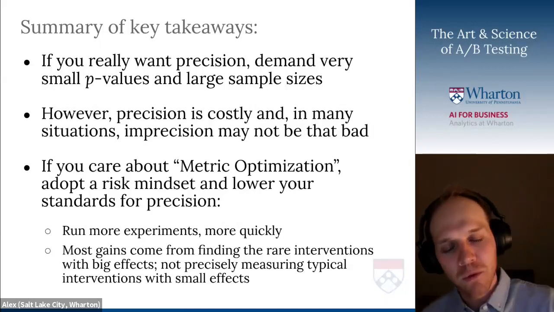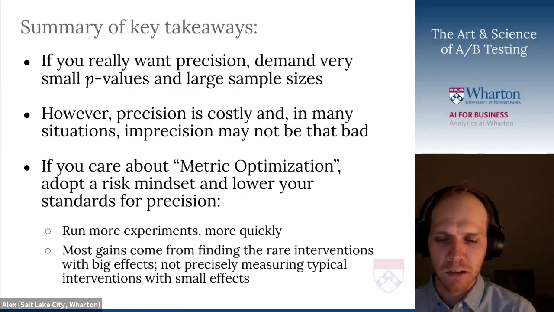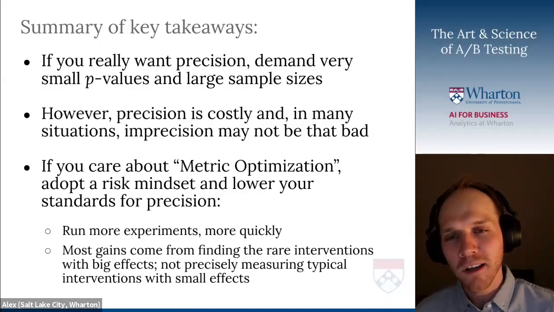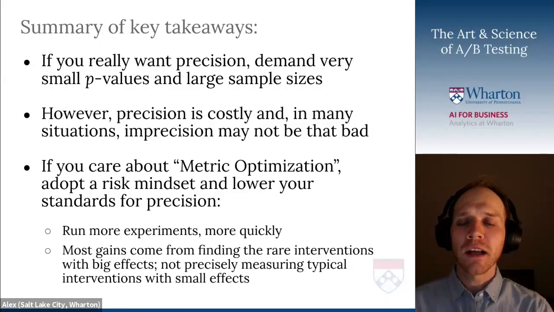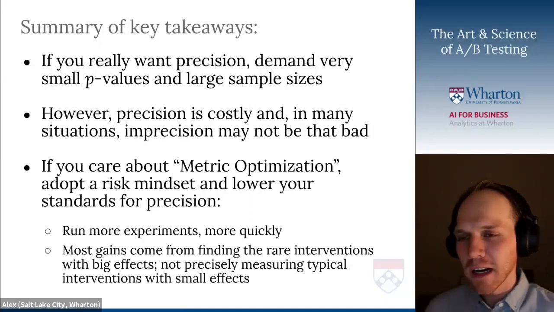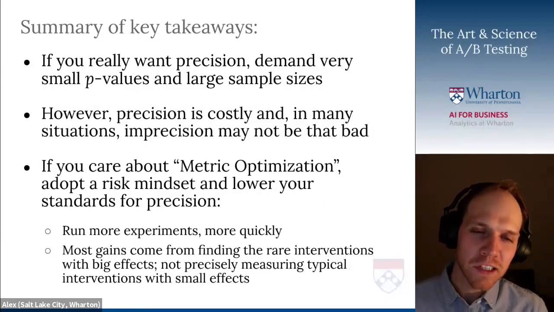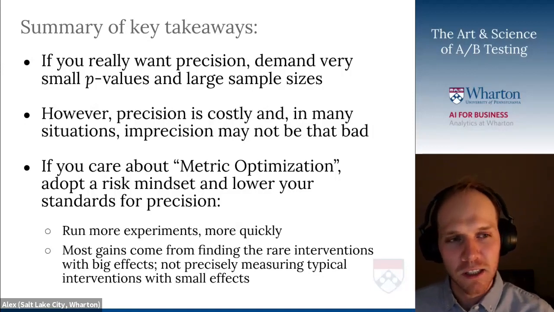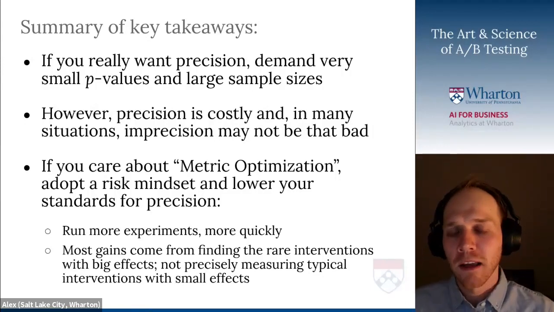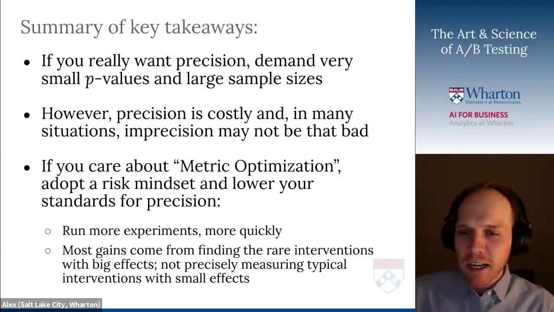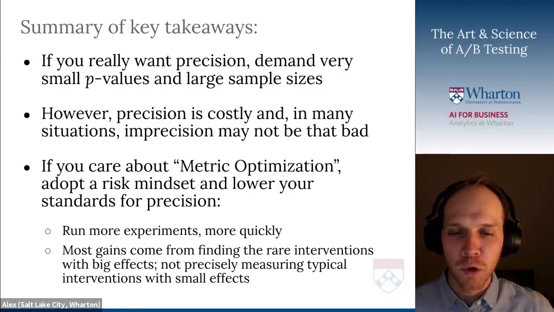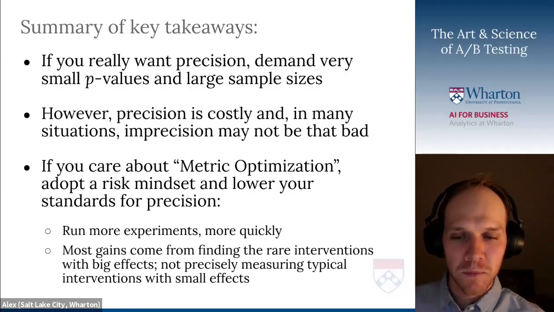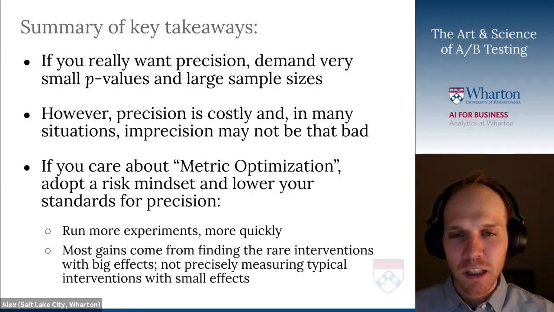And that might contradict what I'm saying in the second half of this talk, which is to ignore your p-values. And really what it comes down to is this: if you really want precision, you do need much smaller p-values and much larger sample sizes than you think. But the big picture takeaway that I want you to internalize is that precision is really not the right metric to prioritize when it comes to making business decisions over time. And so if you care about metric optimization, which is maximizing your profits over a fixed period of time, you should be comfortable adopting more of a risk mindset and lowering your standards for precision.